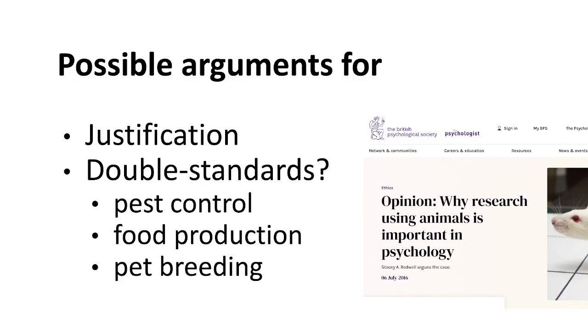What about food production? What's more ethical: to kill a chicken for a KFC burger, which arguably is contributing to the obesity epidemic, or to kill a rat to help understand the underlying causes of obesity to help perhaps reduce that? Now, animal research has become really interesting with the breeding of pets.